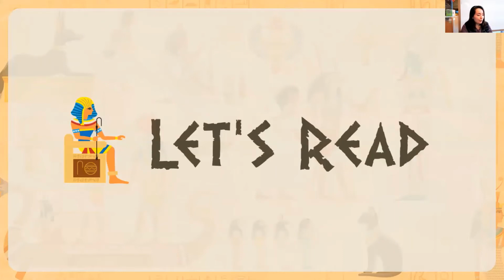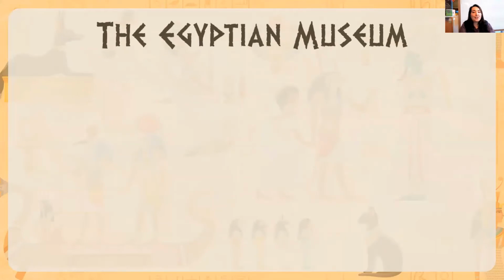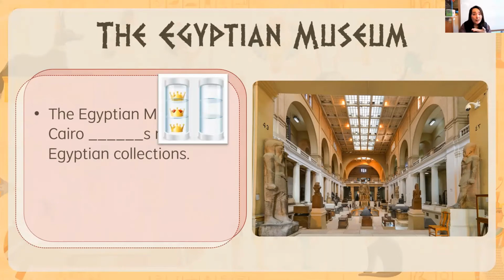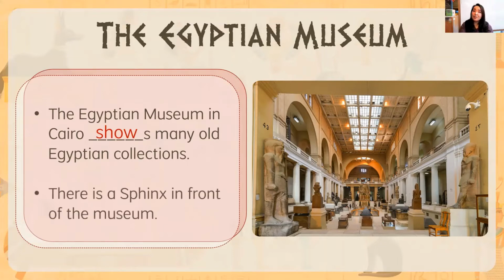Now let's go to our next page, let's read. Time to read together. Let's learn about the Egyptian Museum. The Egyptian Museum in Cairo does what? Shows many old Egyptian collections. There is a Sphinx in front of the museum. Remember him?